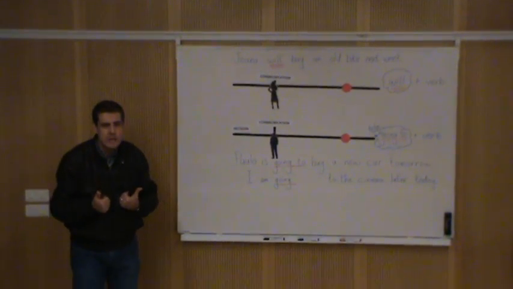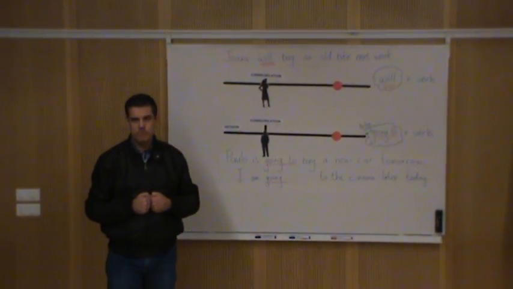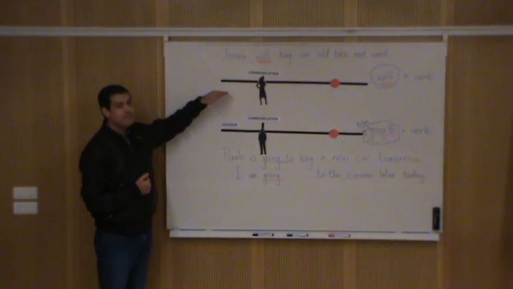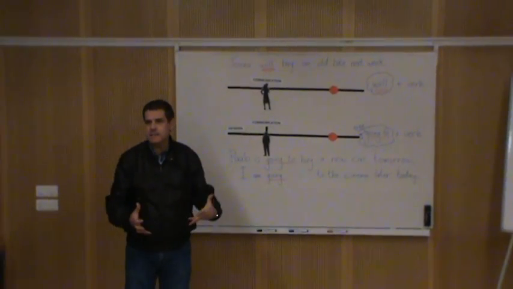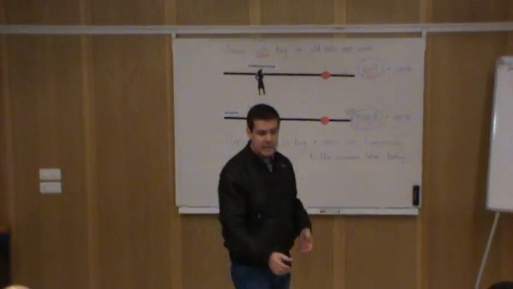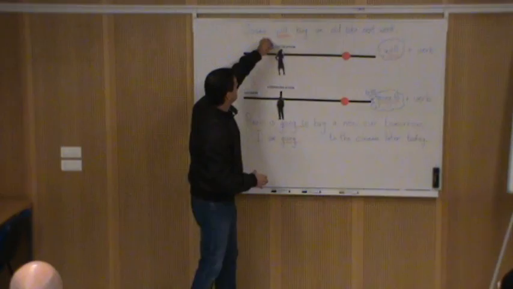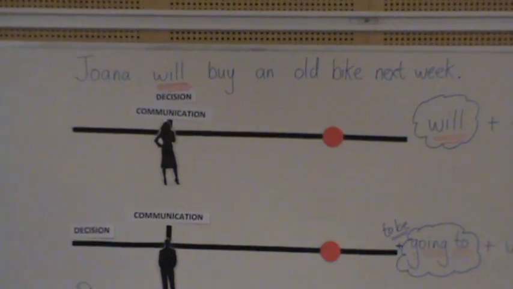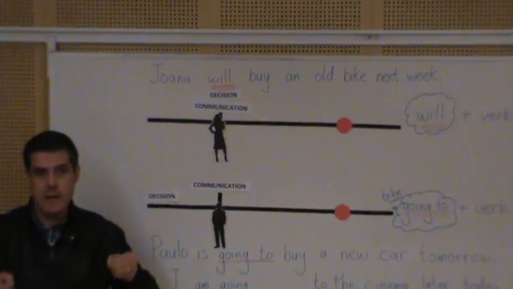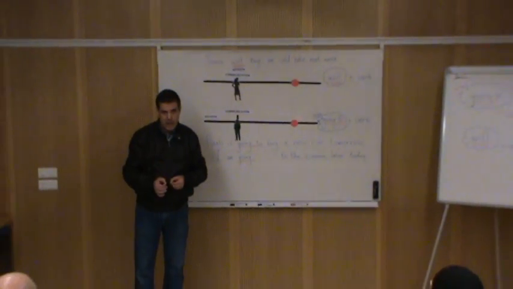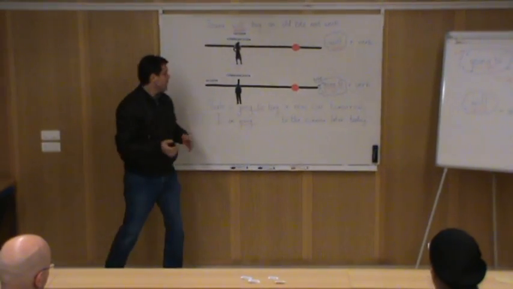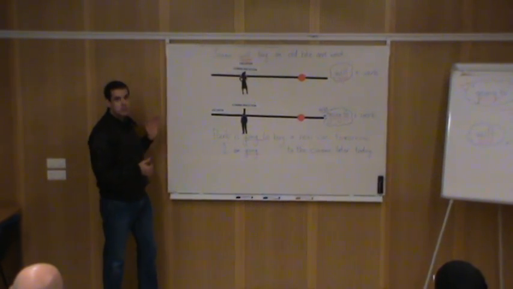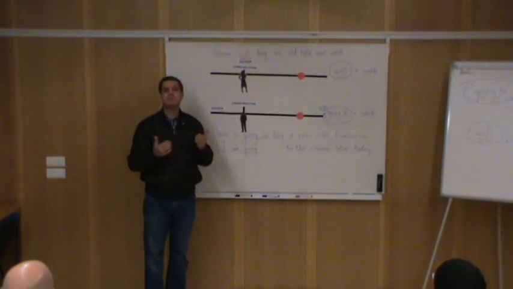Now, when has Joanna taken this decision? Think of it. Has she decided before? You've learned at school that when we talk of will, it's an instant decision, an on-the-spot decision. What does that translate to? The fact that the decision that Joanna has taken to buy this old bike next week, she's taken it this very moment. So she decides now, and she communicates now. So unlike the situation earlier with Paulo, where the decision has come from before, here it's only a possibility.